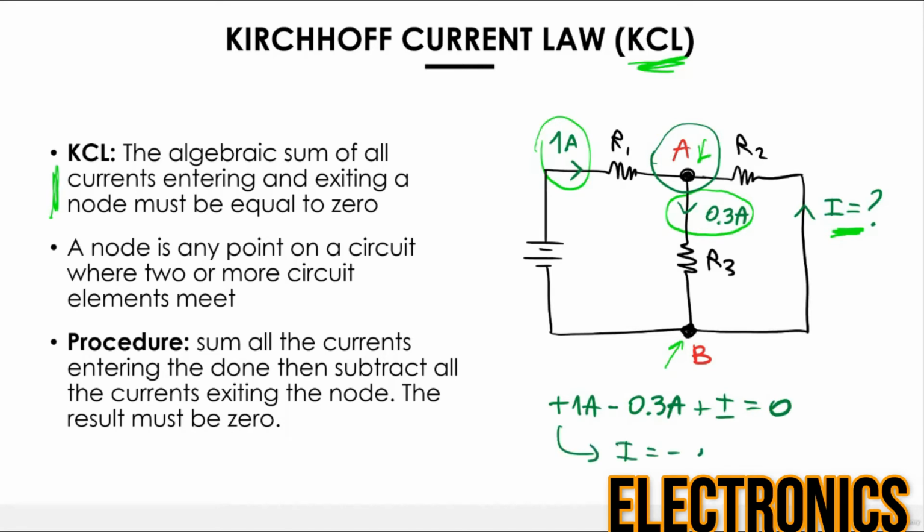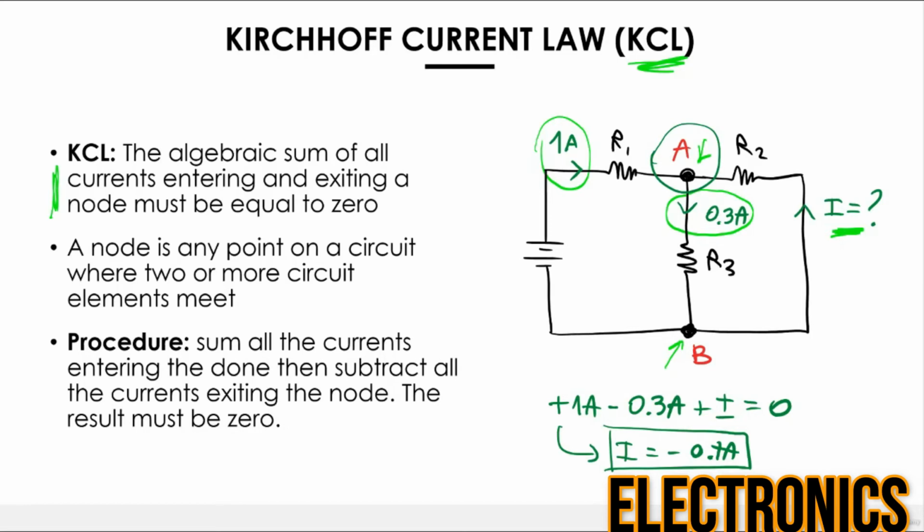I is equal to minus 0.7 amp. The fact that the current is negative means that the real direction of the current is actually the opposite, which completely makes sense. If you think about it, you have 1 amp going into this node, and if 0.3 amp are going down, 0.7 amp have to be going in the other direction.